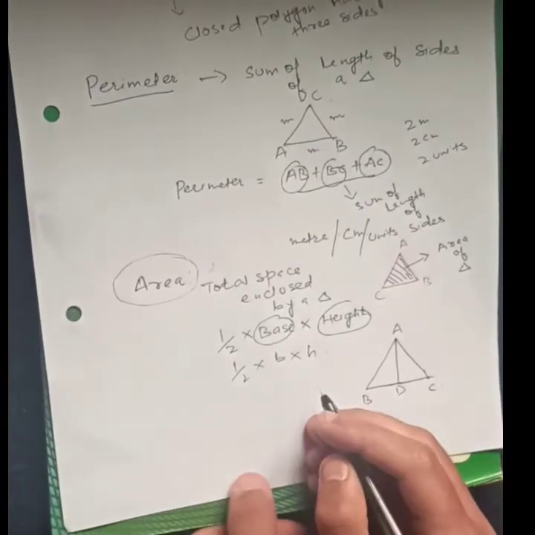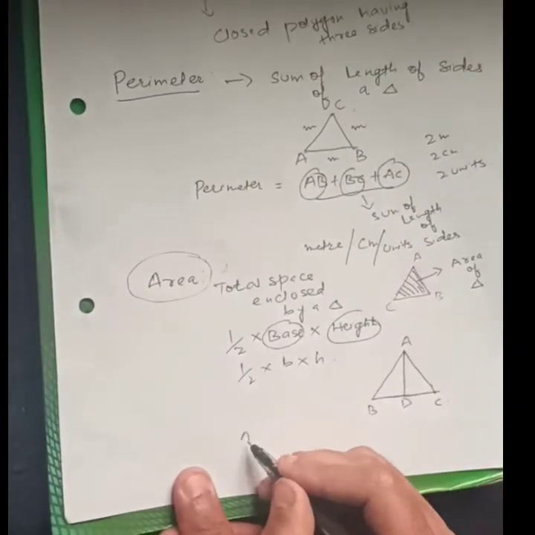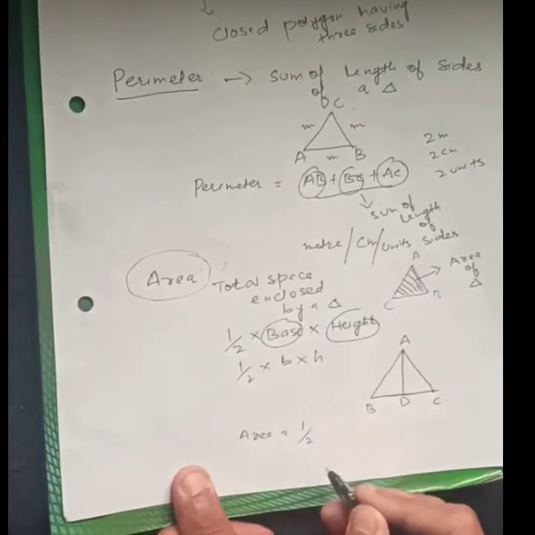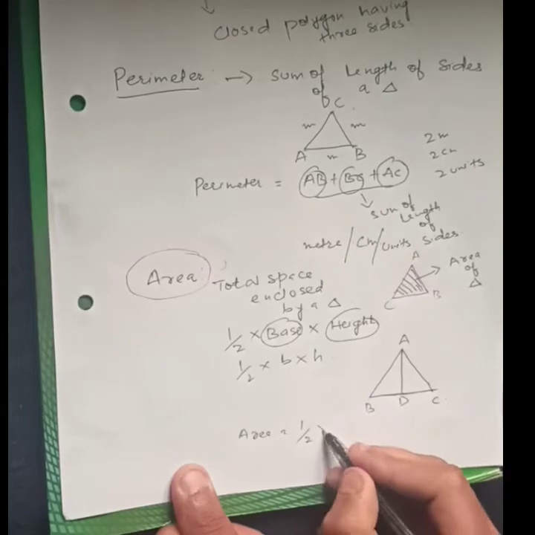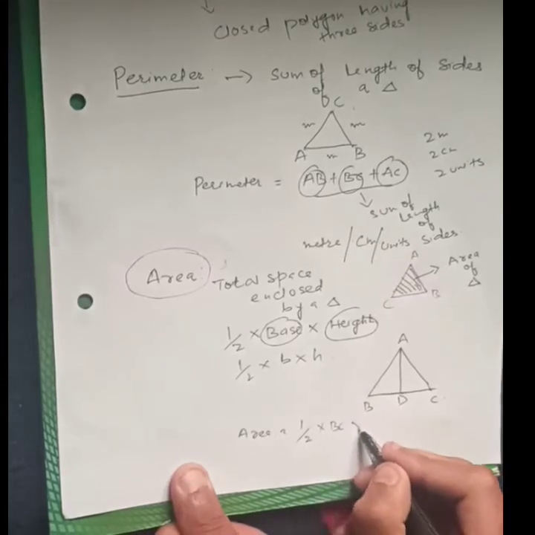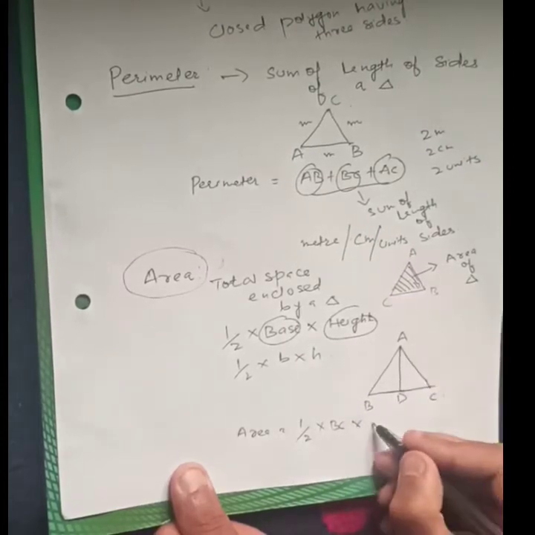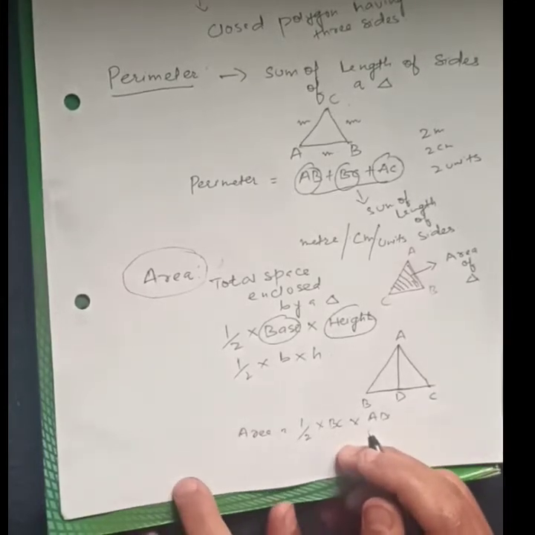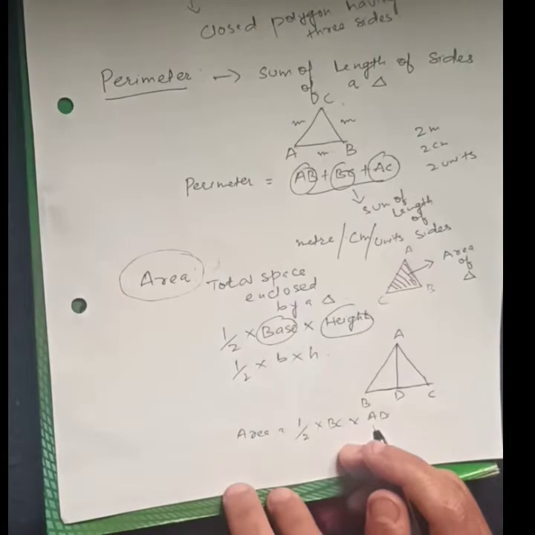So here the area will become, as you know, the basic formula 1 by 2 base into height. Base क्या है यहाँ पे? BC. That means BC into height क्या है यहाँ पे? AD. Height is AD. So this will become the area of triangle.